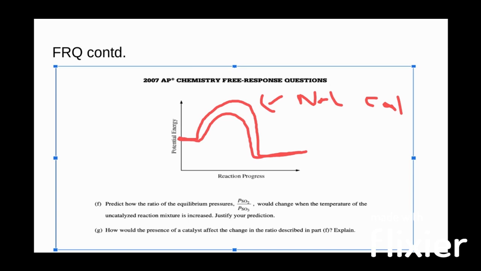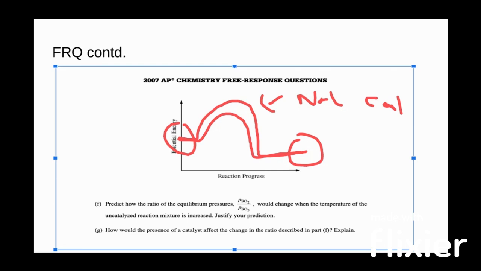The important thing that you have to consider in this model is that the final should be lower than the initial because the reaction is exothermic. If it was endothermic, it would be the opposite way. And because it's asking what would happen with the catalyst, we would also have to make the activation energy lower because that's what a catalyst does. All right, moving on to the next question.